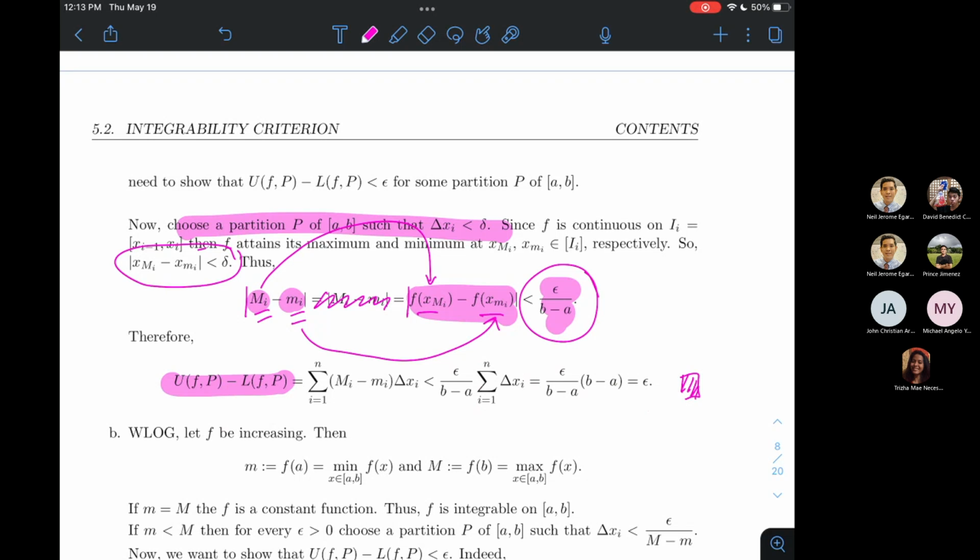Ang daming pinagdaanan, no? Oh, as long as it is bounded. First part pa lang pala to. Wala pang end of proof.